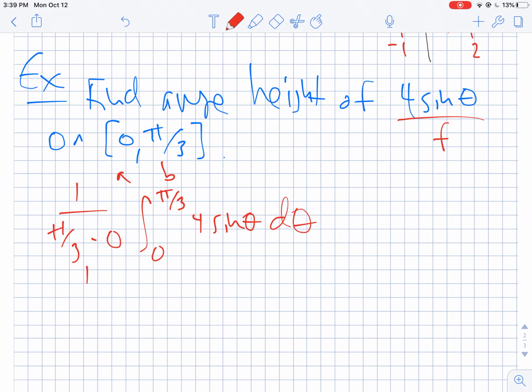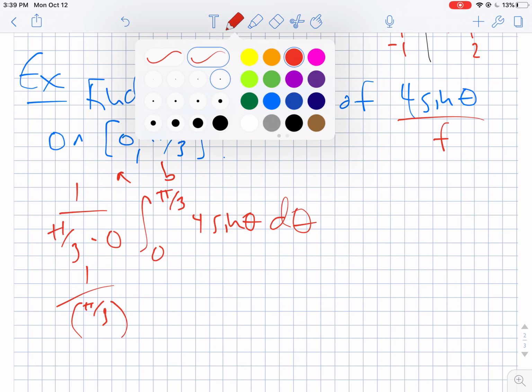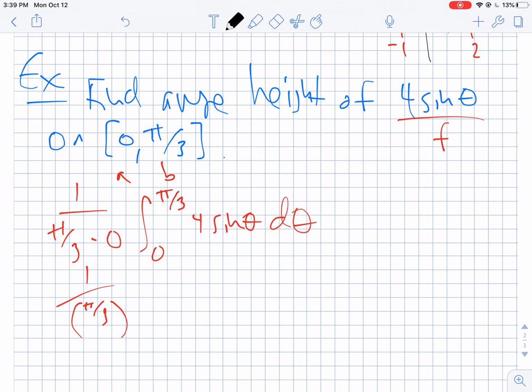And I want to talk about dealing with this constant here. So this is 1 over pi over 3. How do we integrate 4 sine theta? Well, let's see, the integral of sine is negative cosine, because the derivative of cosine is negative sine, so we flip that. So this is negative 4 times cosine of theta, going from 0 to pi over 3.